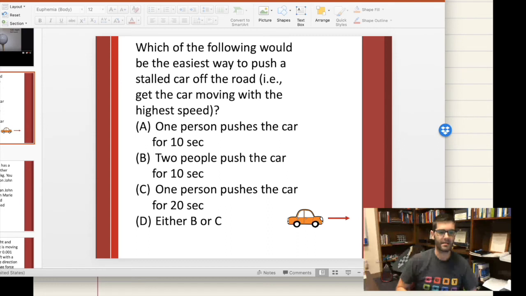Would it be the best case if one person pushed on the car for 10 seconds? Would it be easier if two people pushed on the car for about 10 seconds? And assume they're roughly equal in strength. Would it be easier if one person pushed on the car for 20 seconds? Or is either B or C both equally valid approaches?